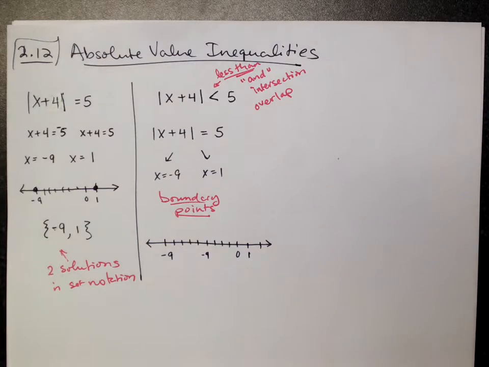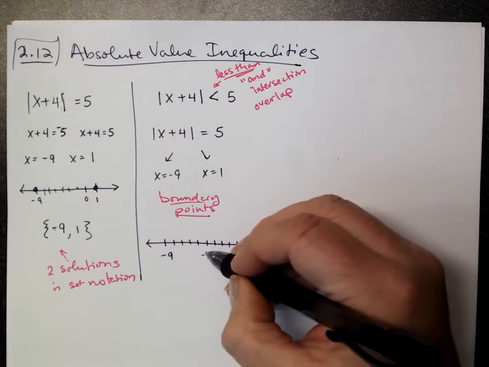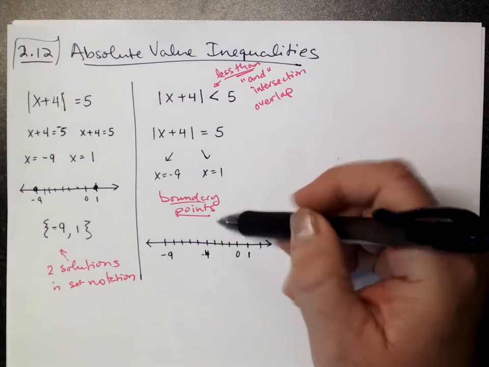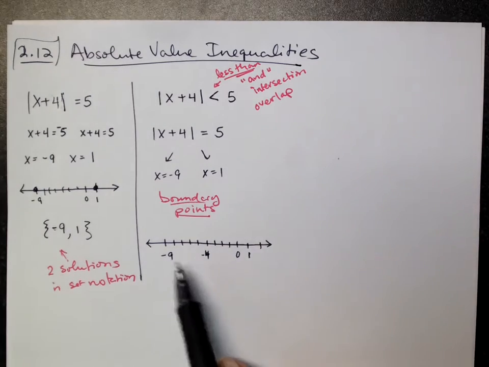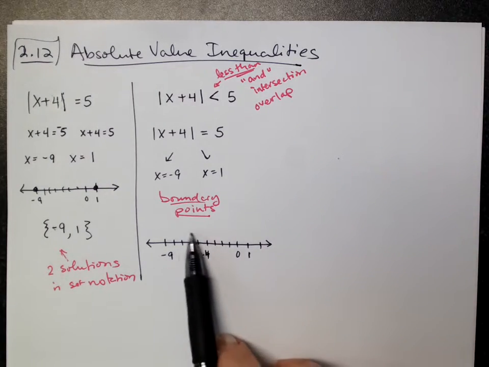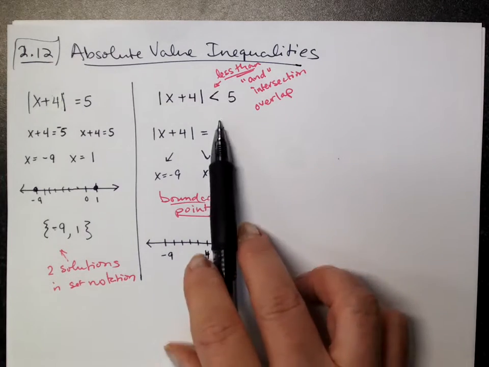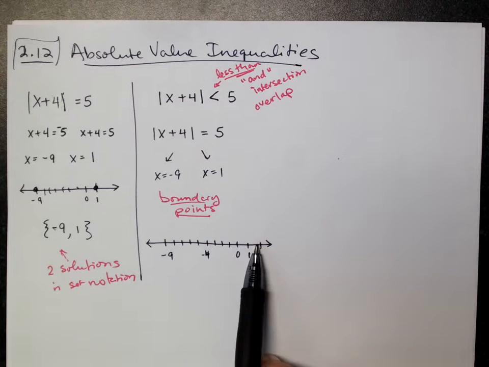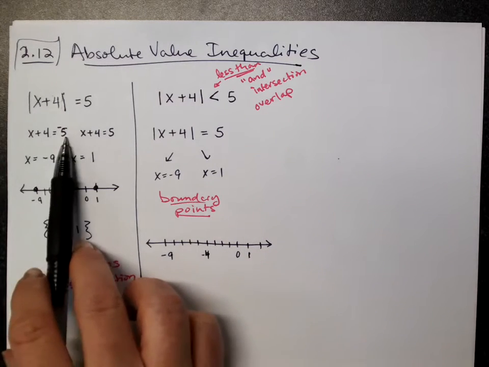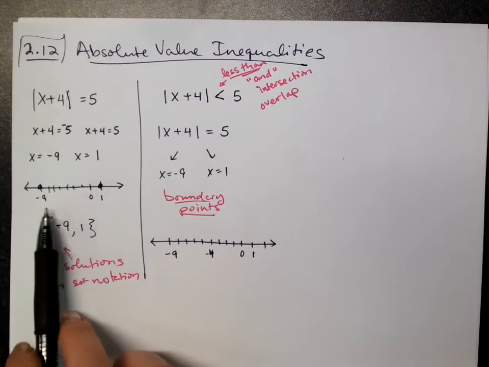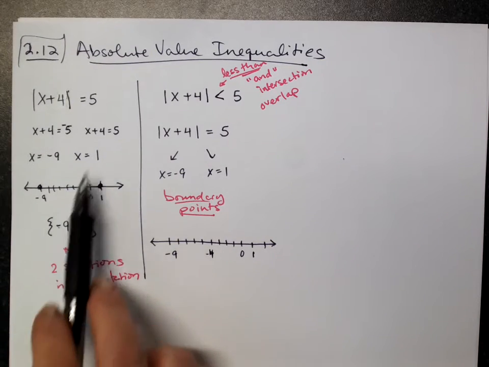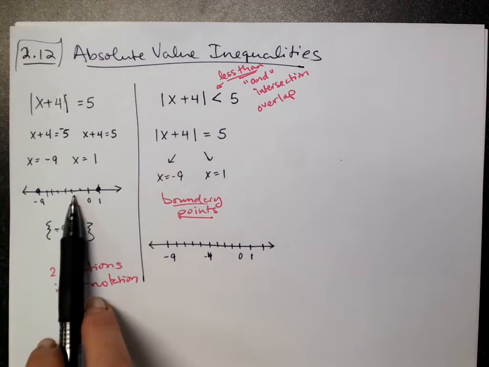Okay? There's our anchor point. I'm not really drawn to scale here. But our anchor point is negative 4, which means our solutions, negative 9 and 1, are 5 units away. 5 units to the left of the anchor point, 5 units to the right. Okay? So if this were just an equality, our solutions, negative 9 and positive 1, are 5 units away from our anchor point of negative 4.